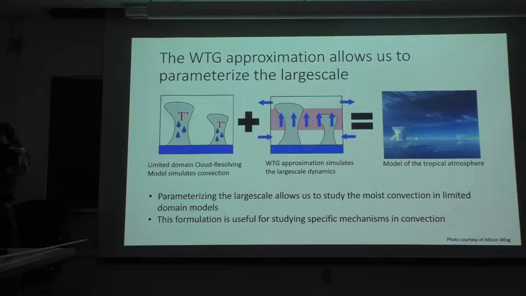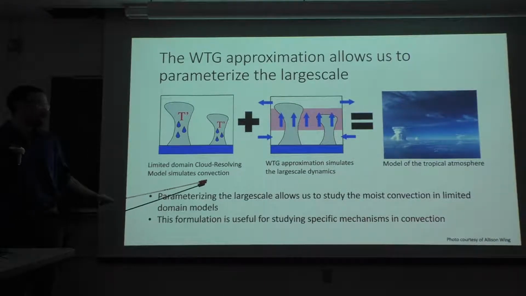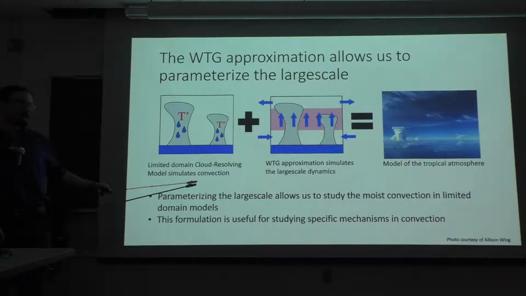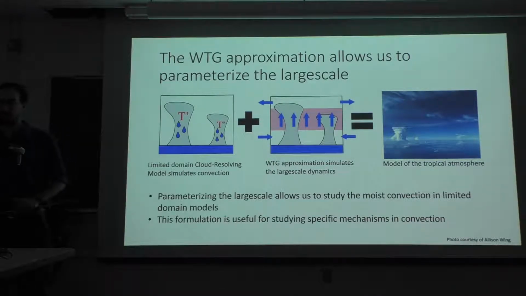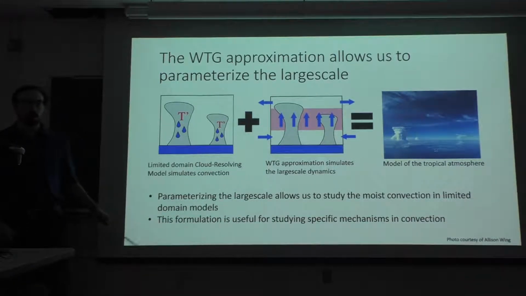So when we do these models, we have a limited domain cloud resolving model with small domain sizes and pretty good grid scale sizes. And this handles all of the microphysics, the radiation, all of the basics. And then we have on top of that a parameterization for the large scale that allows us to essentially have our column communicate with the environment in a realistic way.